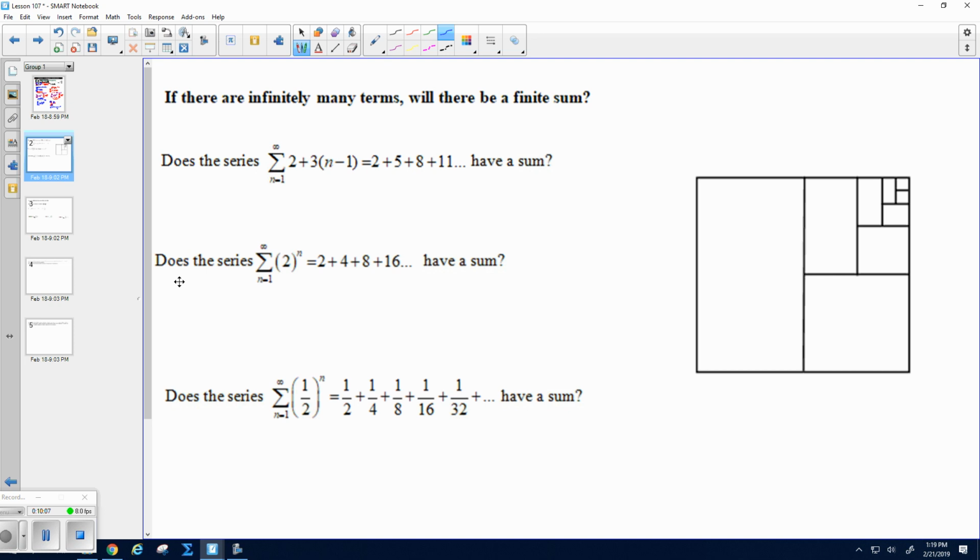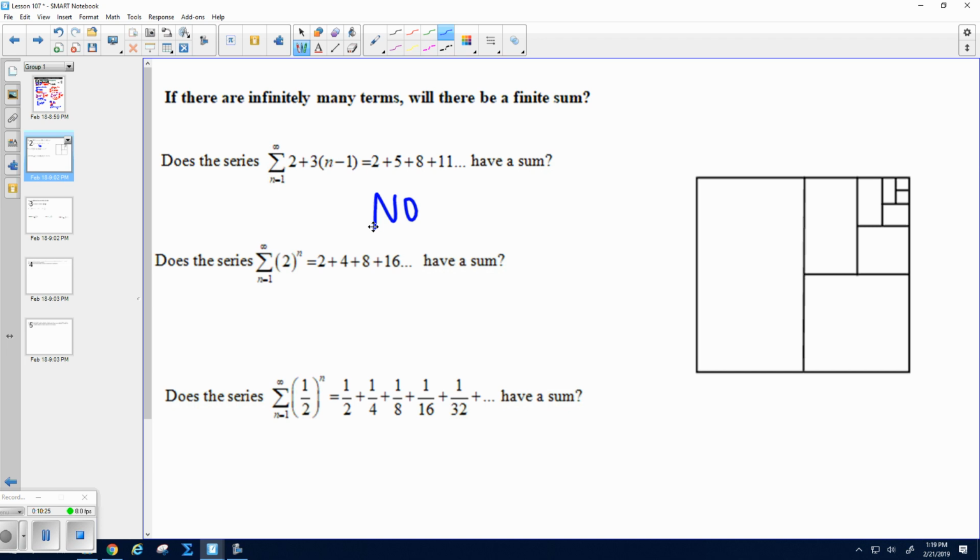Sometimes yes, sometimes no. So does this one have a sum? 2, 5, 8, 11. If I just keep adding those numbers that are getting bigger and bigger, is there a sum? No. It's like infinite. It just keeps going. It's never going to stop.